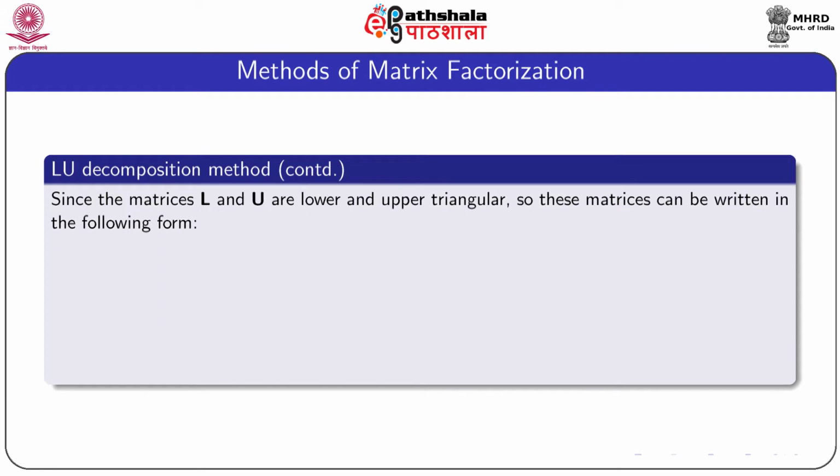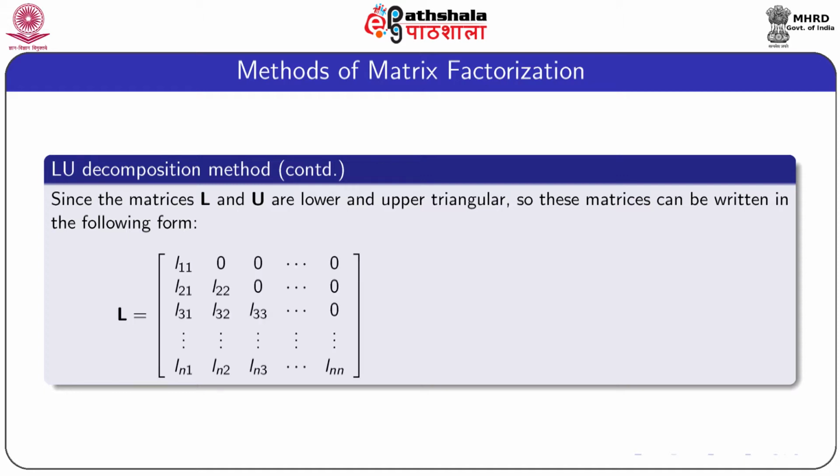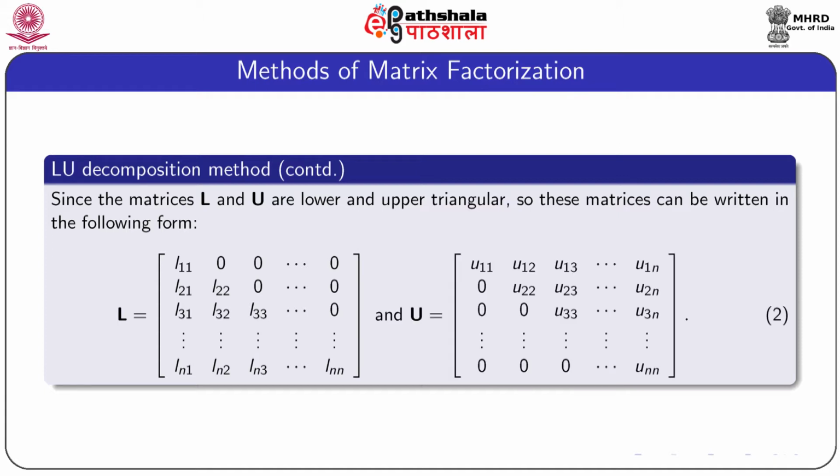Since the matrices L and U are lower and upper triangular, these matrices can be written in the following form. This is the lower triangular matrix. Note that the diagonal elements of the matrix are L11, L22, L33, up to Lnn, and the lower part is non-zero, but all elements of the upper triangular part are 0. And this is the upper triangular matrix. All the elements of the lower triangular part are 0. So, the first one is called the lower triangular matrix and the second one is called the upper triangular matrix.